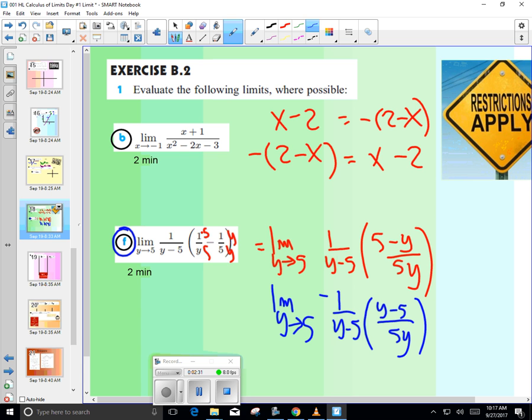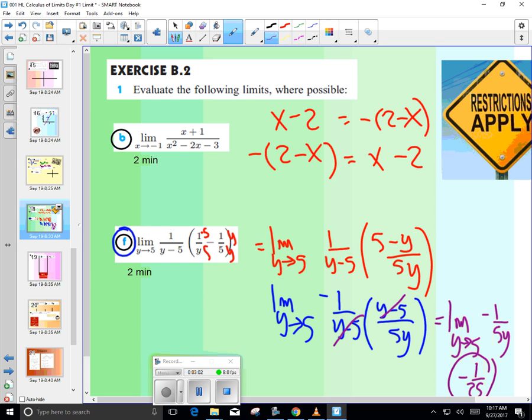Why is that a good idea? Because now they cancel out. And so the limit as y approaches 5 of negative 1 over 5y is going to be negative 1 over 25. That's the y value it's going to approach, not 0 over 0. So is 0 over 0, when you see it in the future, do you just write negative 1 over 25?